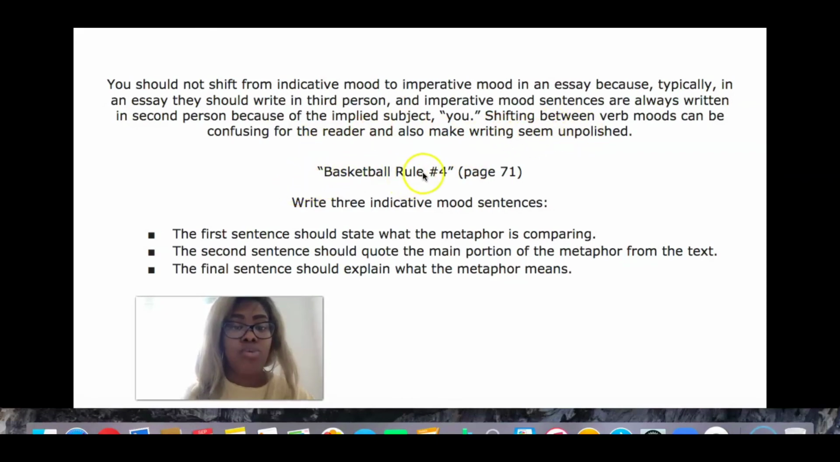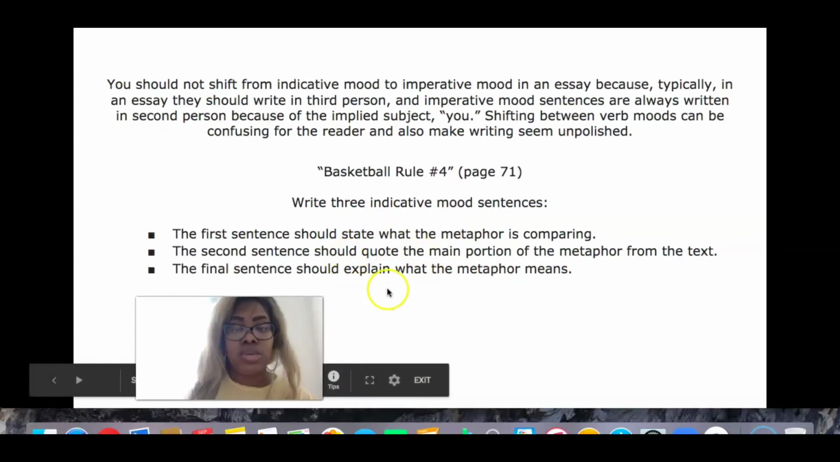So in Basketball Rule number 4 on page 71, I want you to write 3 indicative mood sentences. The first sentence should state what the metaphor is comparing. The second sentence should quote the main portion of the metaphor from the text. And the final sentence should explain what the metaphor means. Write 3 indicative mood sentences to answer these questions.